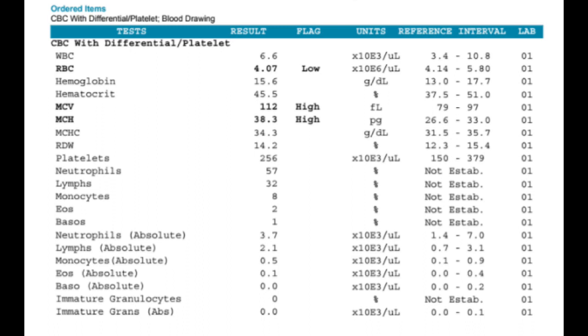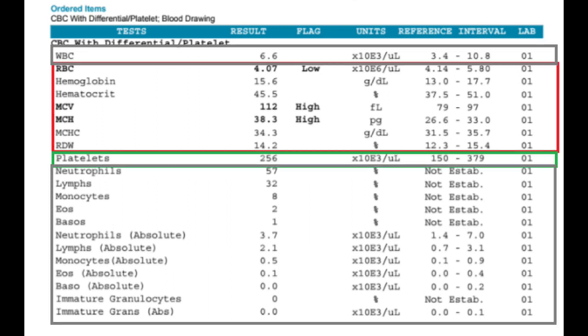So as I said, it's looking at the cells in the blood, and these can be divided into three different parts. We've got the red blood cells, which are the cells that carry oxygen. We've got the white blood cells, which are the cells that fight infection, and we've got the platelets.